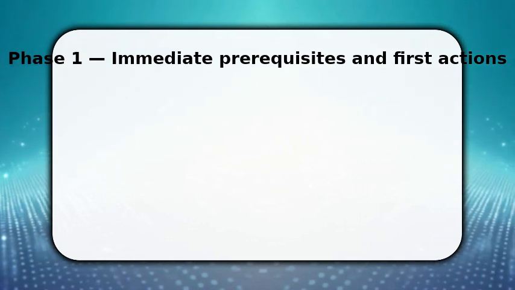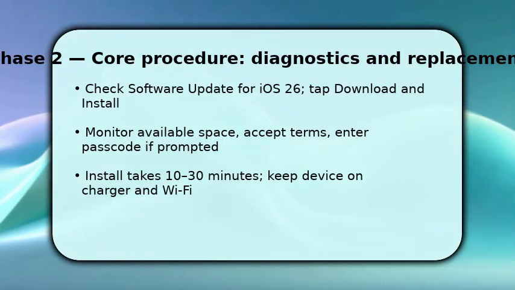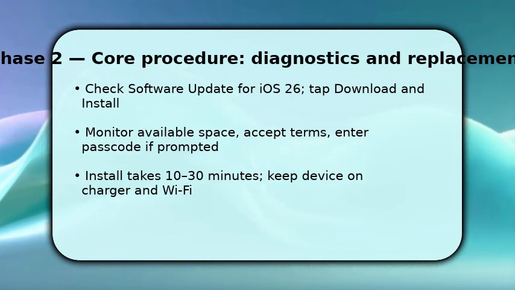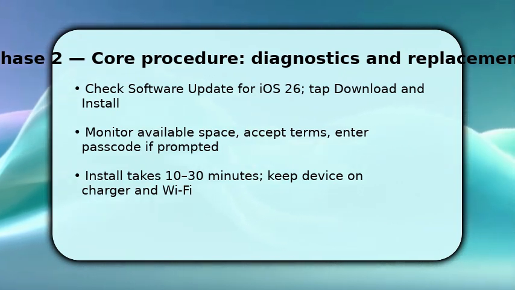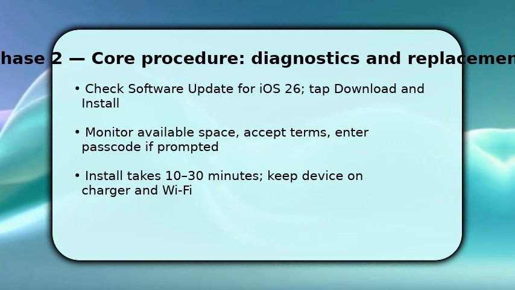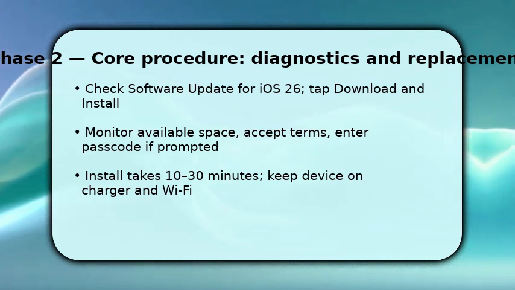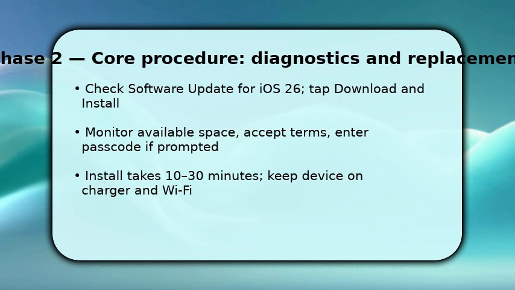You now download and install the beta. Open Settings, General, Software Update, and you should see iOS 26 available. Tap Download and Install. While downloading, confirm you have sufficient storage and accept Apple's terms. Enter your passcode when prompted.